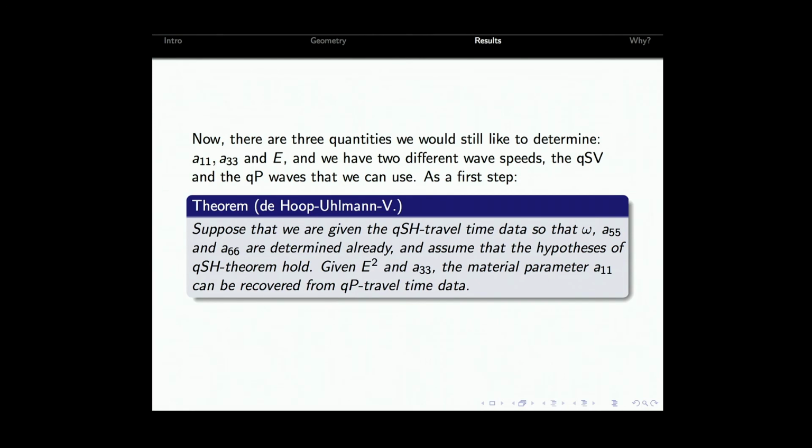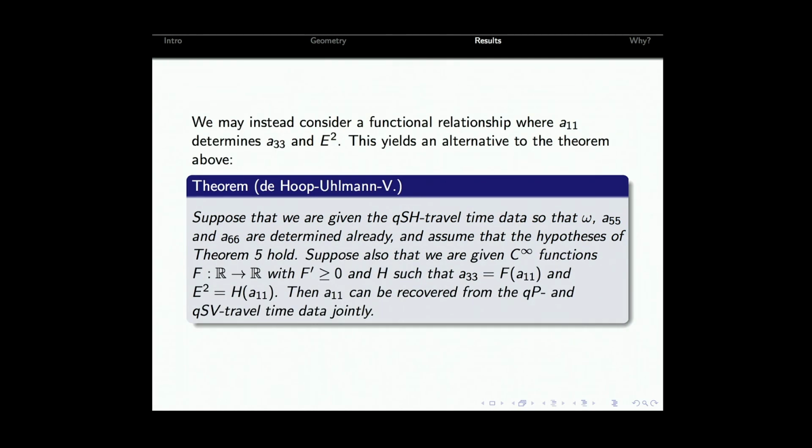By the way, in the isotropic case, E squared would be 0 and A33 would be A11. So in that case, this would look pretty vacuous, but in fact that would give you A11 directly. In any case, the Riemannian result is applicable. All right, so it's not so good, but you can do it in a slightly different way.